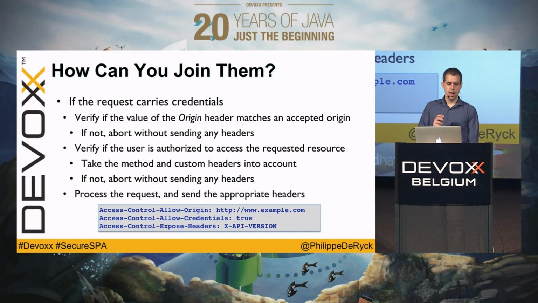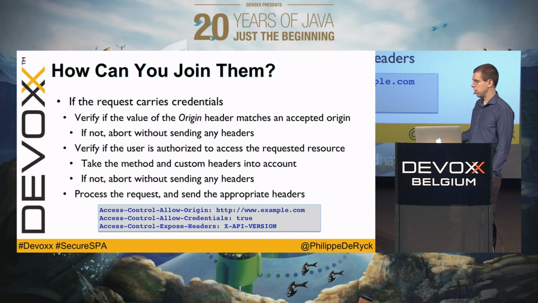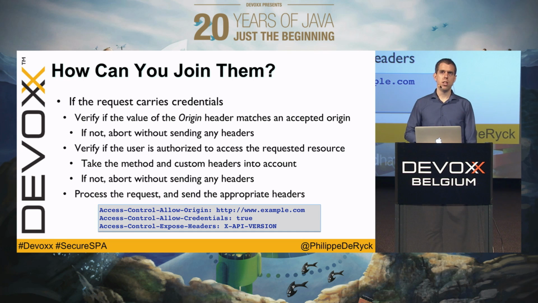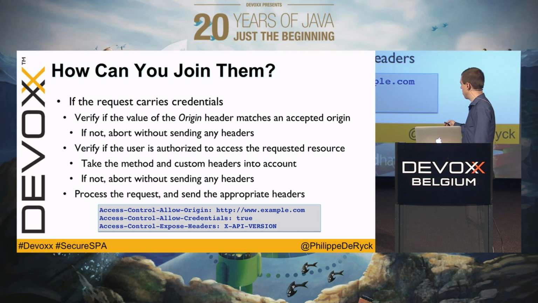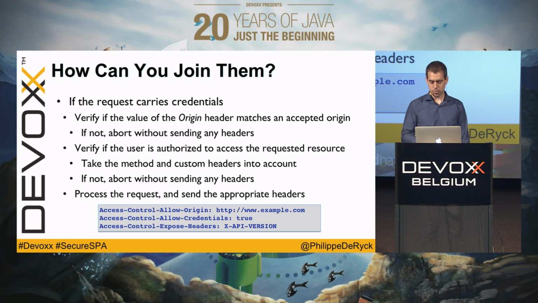Fine. And then, if you really want to allow it, you end up at the final step, and here you set the allow origin to the specific origin that you received in the origin header. You allow credentials, if in this case you want to allow it, so you set it to true, and you can expose certain headers. For example, you want to allow the client to access the X-API-Version header you have set to version 6 or whatever. And that's essentially how you configure a CORS policy on a server.